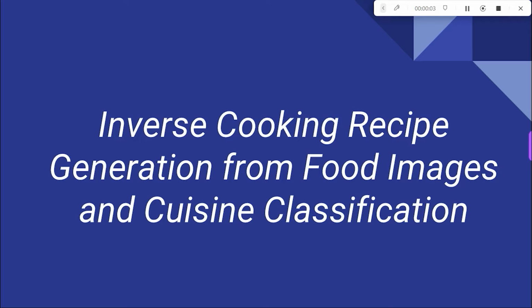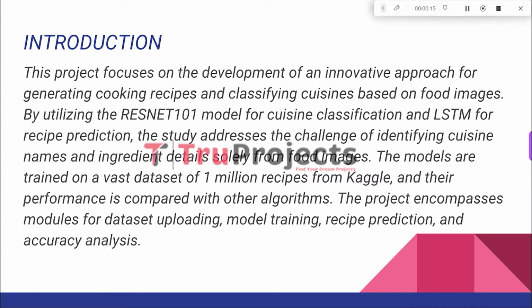Welcome to True Projects. In this video, we are going to explain a project titled Inverse Cooking Recipe Generation from Food Images and Cuisine Classification. The introduction of this project is to create a novel system for generating the cooking recipe and classifying the cuisine using the food images. To achieve this, the project employs the ResNet 101 model for cuisine classification and LSTM for recipe prediction. The challenge lies in accurately identifying the cuisine name and ingredient details solely from images of the food. The models are trained on a large dataset and the performance is evaluated against other algorithms.